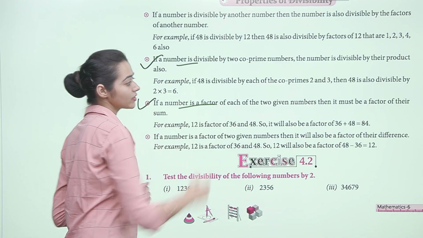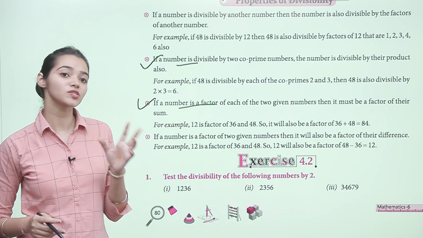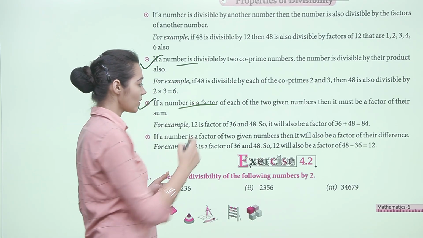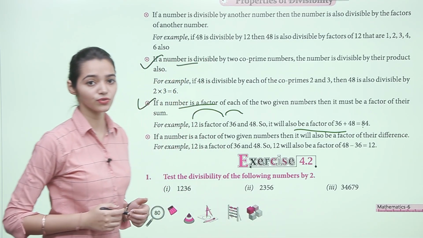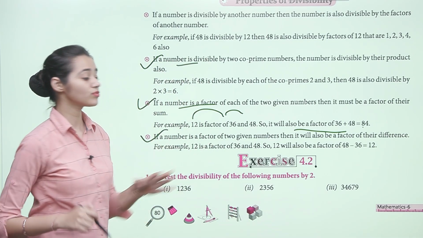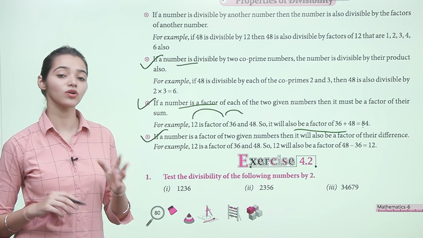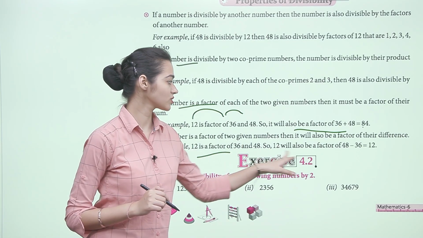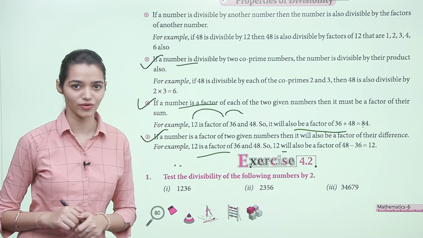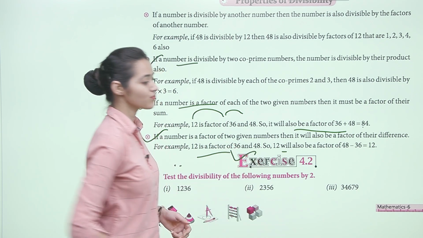Now if a number is a factor of two given numbers, then it must be a factor of their sum. Here 12 is a factor of 36 and 48, so it is also a factor of 84. Now if a number is a factor of two given numbers, then it will also be a factor of their difference. For example, 12 is a factor of 36 and 48, so 12 will also be a factor of 12. Now let's start with exercise 4.2.